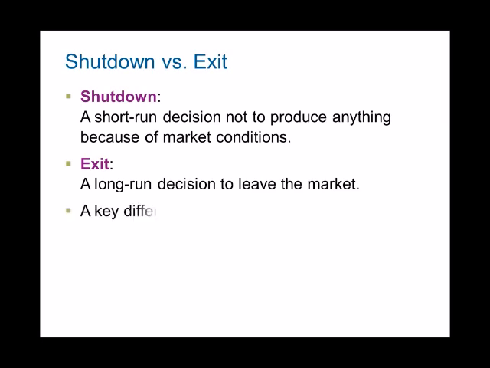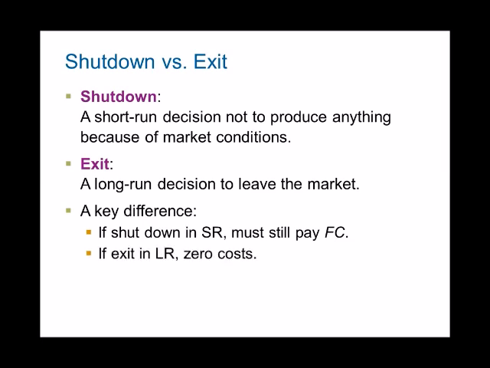There's a key difference. Even if you shut down in the short run, you still have to pay fixed costs because you still have to pay for the upkeep of the property or your business. Okay, you still have to pay rent. You still have to pay probably your cable bill. Variable costs are zero, so let's say your utilities bill is zero, your input prices are zero, but if you actually exit in the long run, then you have no cost. You have zero costs.